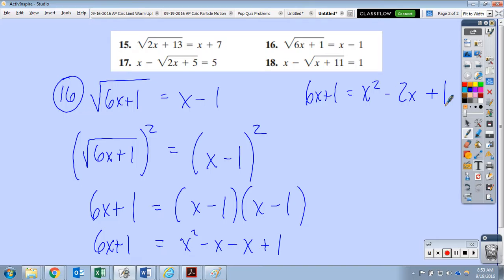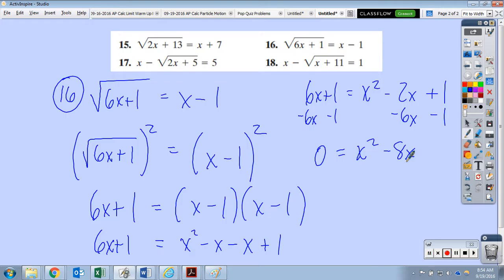set equal to 0. So I like this guy to be positive. It's a coefficient, so I'm going to subtract 6x from each side, and I'm going to subtract 1 from each side. Okay. By doing this, I have 0 equals x squared minus 8x, and then this goes away to nothing. So we have 0 equals x squared minus 8x.